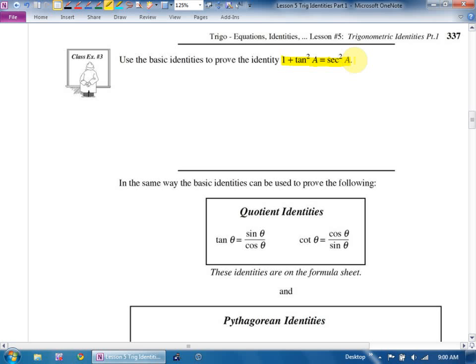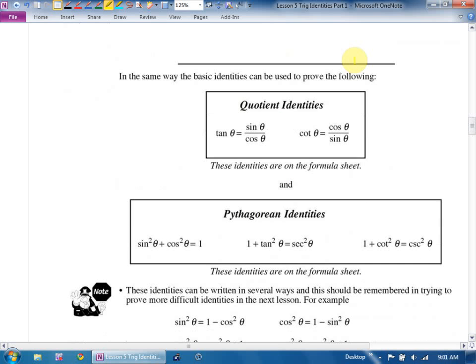By the way, keep a formula sheet in front of you for this lesson. Little hint. Yes? 1 plus tan squared equals secant squared? I don't memorize that. I don't have that one memorized. It's on my sheet. Oh, I do know if I ever see a secant squared, hey, that showed up somewhere. Or if I ever see a tan squared, hey, that showed up somewhere. I know that. But I don't know where it is, so I go find it. So these are the basic identities. We have the quotient identities.